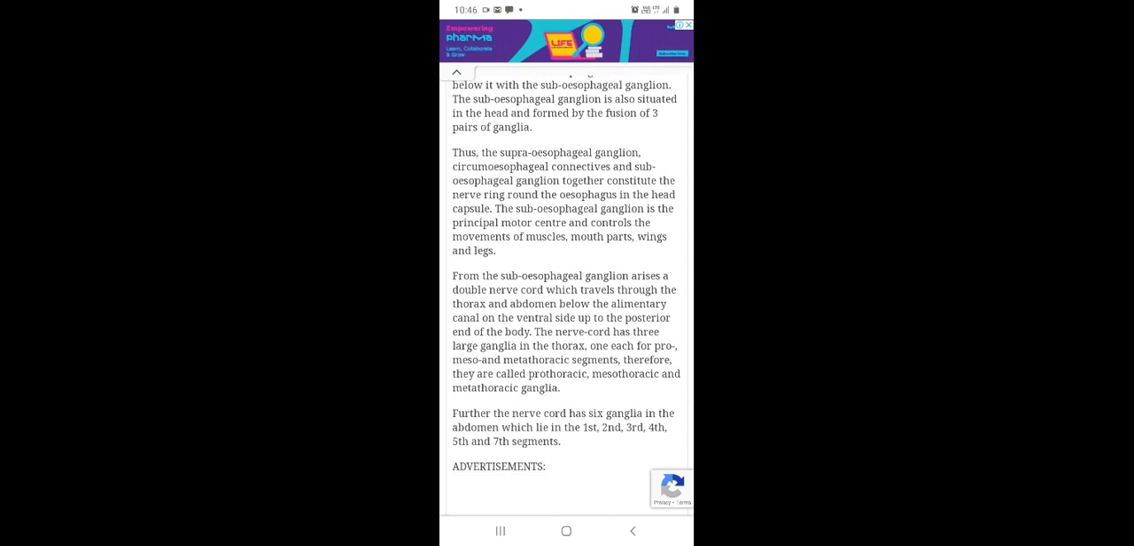The brain or the supraesophageal ganglia is made up of three pair of ganglia. The first pair of ganglia is large and it is called the protocerebrum. The second pair of ganglia is called the deutocerebrum, and the third pair of ganglia is called the tritocerebrum.